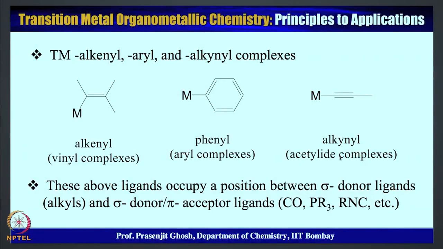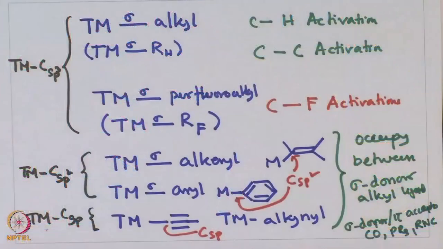So, in terms of their bonding with the transition metal, they occupy a position which is between completely sigma donor ligands as well as sigma donor pi acceptor ligands. What that indicates is that this ligand has an intermediate ability to behave as a pi acceptor ligand. They are not too strong as a pi acceptor sigma donor, but also they are not fully a sigma donor system. We are going to look at these in a bit more detail.